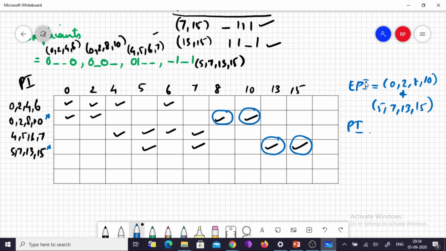0 is already taken here. 2 is also already taken here. 4 is not at all taken anywhere. 6 is also not at all taken anywhere. So I can consider this as one of my other solution.